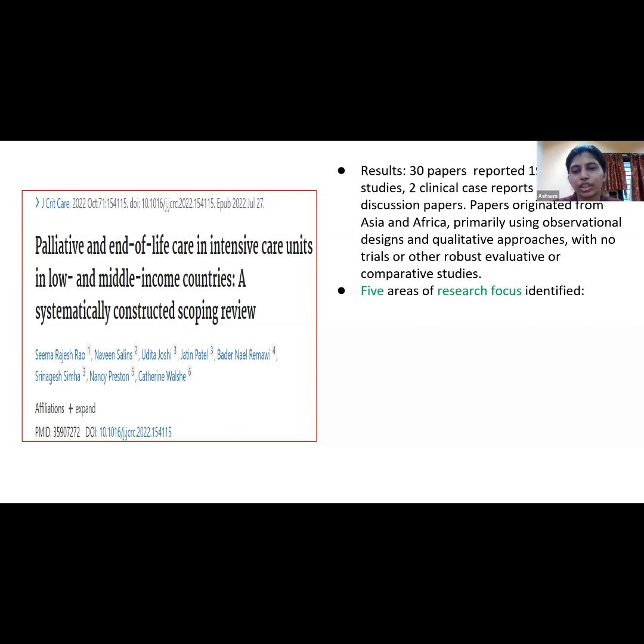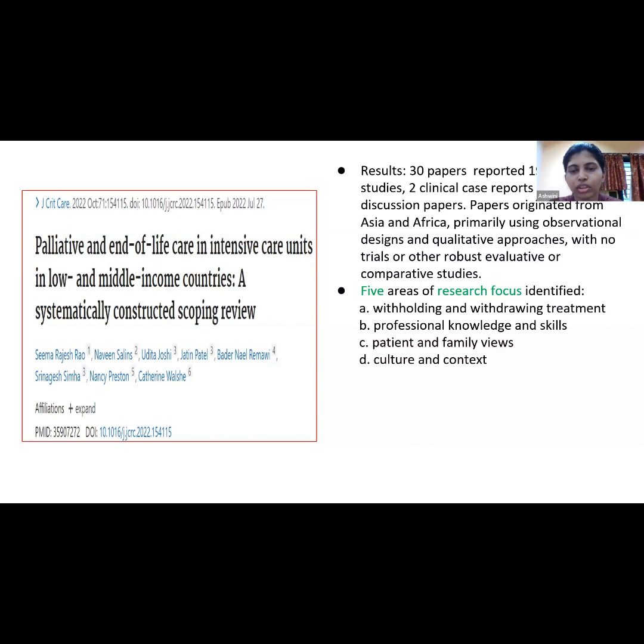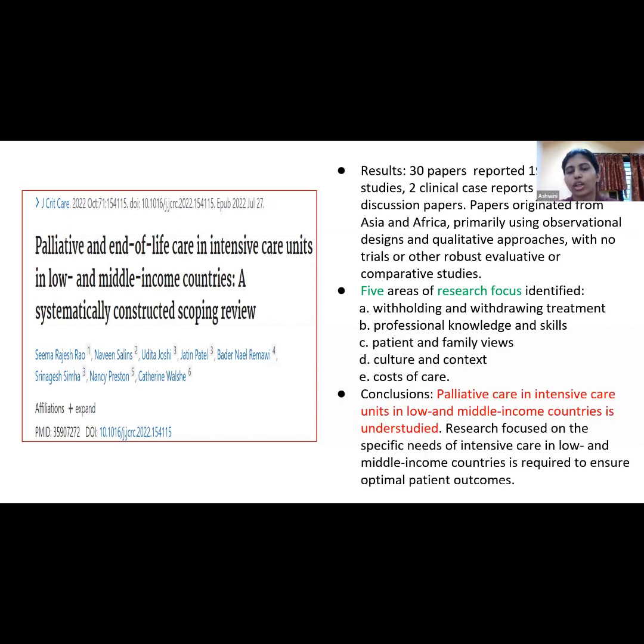The 5 areas of research focus were identified, of which the first was withholding and withdrawing treatment, then professional knowledge and skills, patient and family views, culture and context, and cost of care. So it concluded that palliative care in intensive care units in low and middle income countries is understudied. Research focused on the specific needs of intensive care in low and middle income countries is required to ensure optimal patient outcomes.